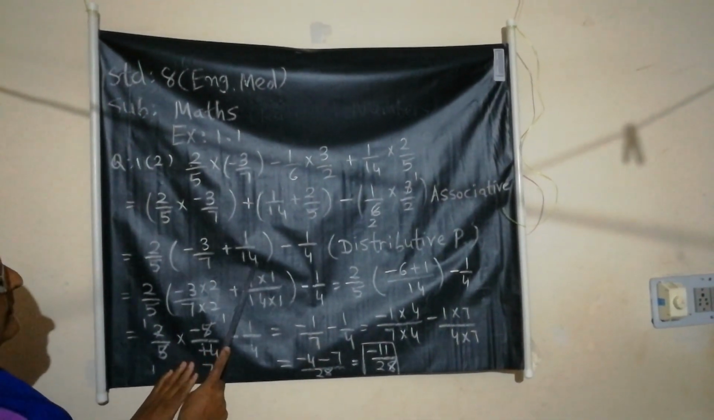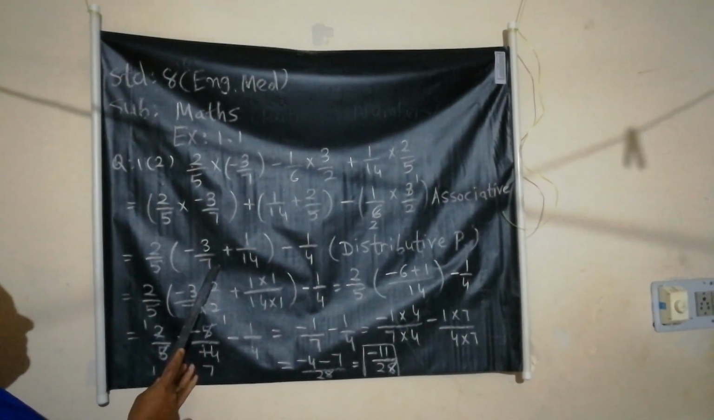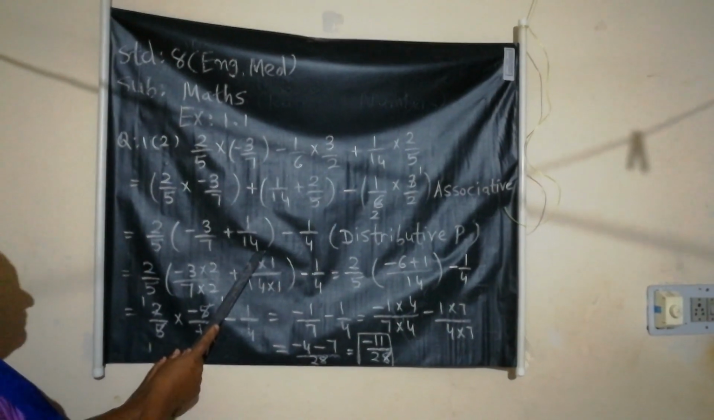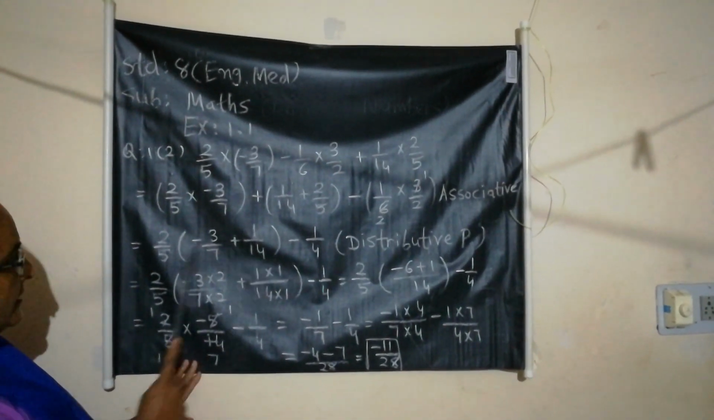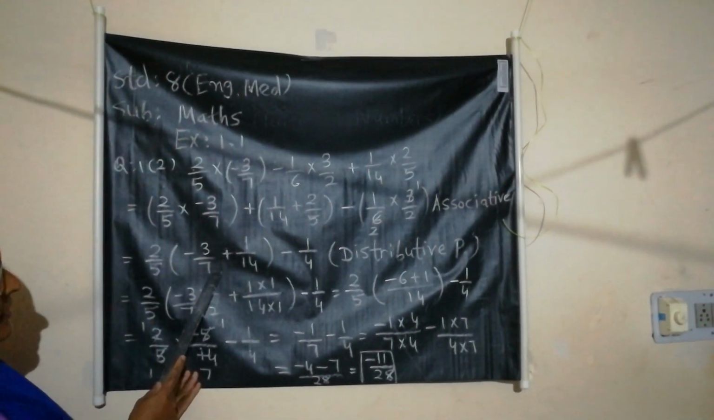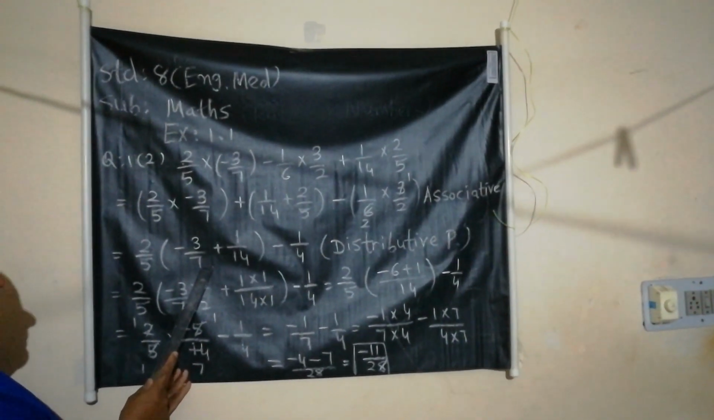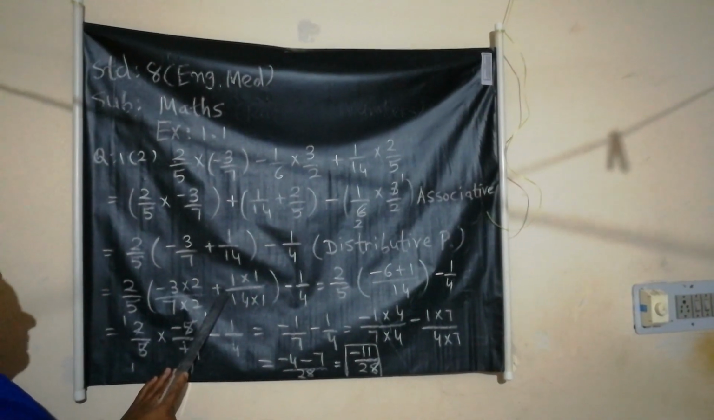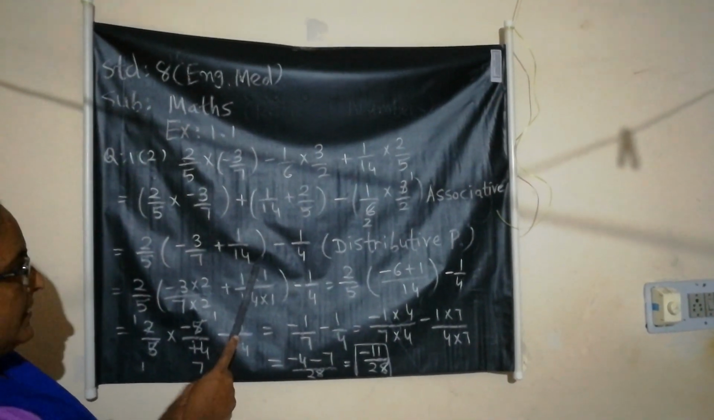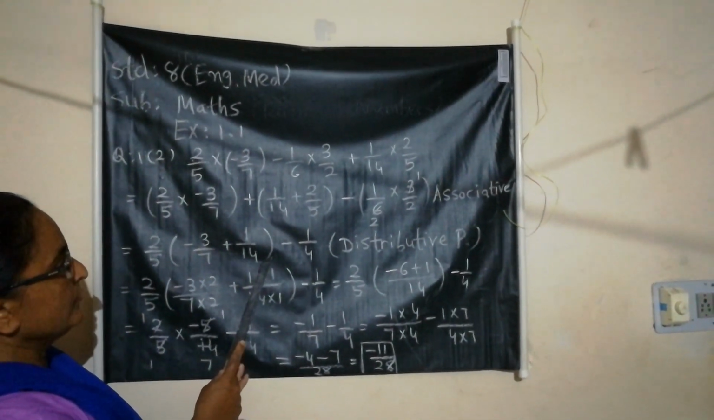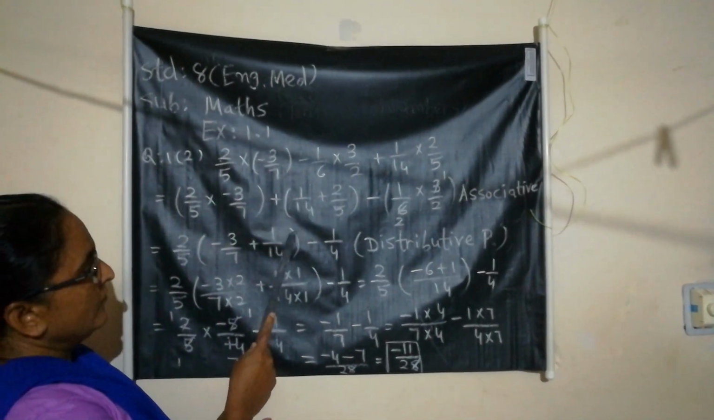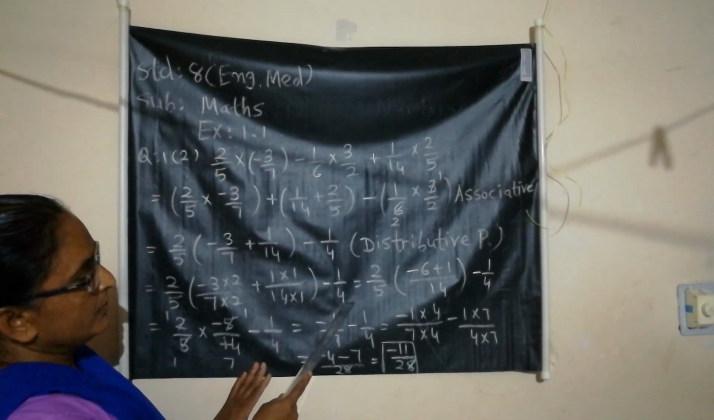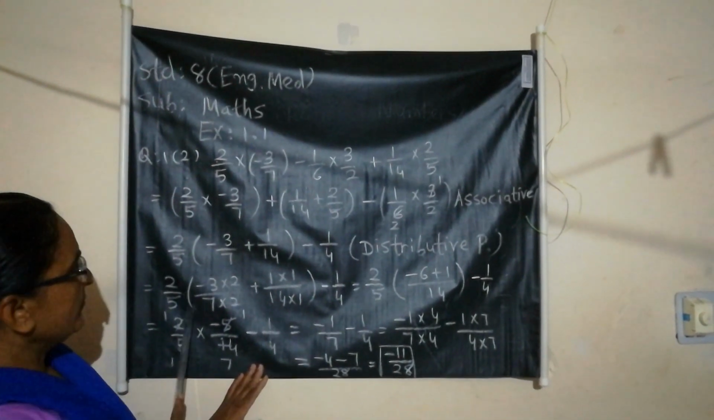Now simplify this bracket. Here the denominator is 7, here the denominator is 14. Therefore LCM will be 14. We have to multiply 7 with 2: negative 3 into 2 upon 7 into 2. Plus here there is 14, therefore we have to multiply by 1. 1 ones are 14 ones are 14. Negative 1 upon 4 into 2 upon 5.